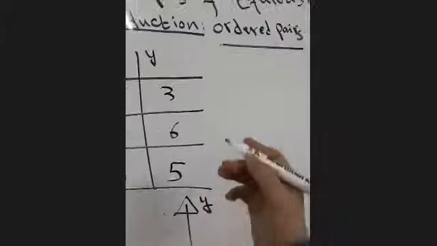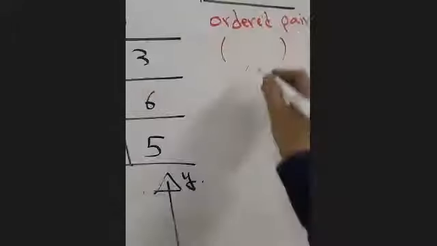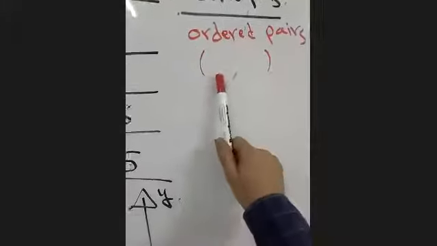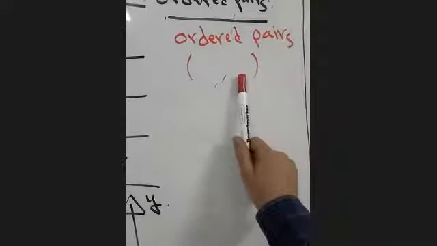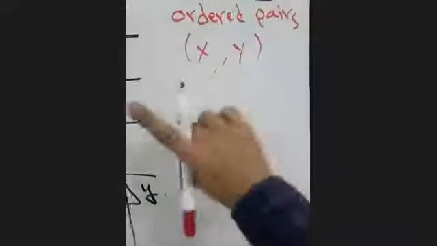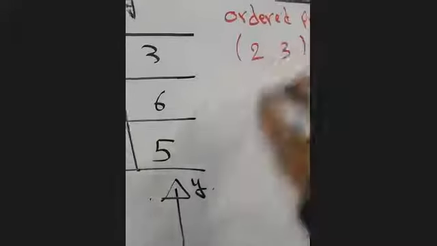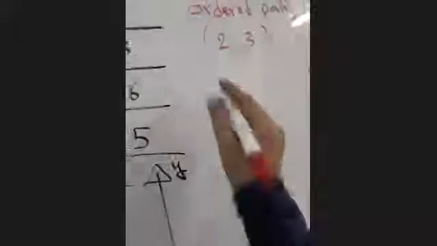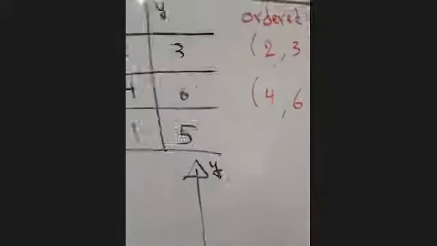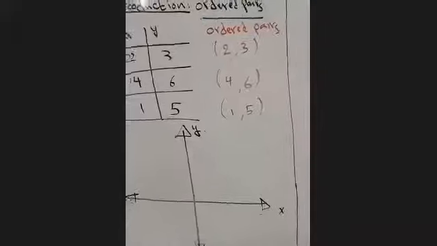From this table, guys, we can make something. We call it ordered pairs. An ordered pair means parentheses with a comma between them, and the first value here is always X, and the second value here is always Y. So we have X and Y, not Y and X. Always X and Y, always. Now, 2 related to 3, I can put it like this, (2, 3). 4 and 6, I can put it in an ordered pair, (4, 6). 1 and 5, I can put it like this, (1, 5). Got it? Now, these 3 ordered pairs, we will plot them.